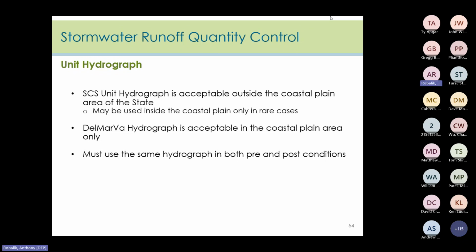Other than those cases, the SCS unit hydrograph should not be used within the coastal plain. And correspondingly, the Delmarva hydrograph should always be used for sites within the coastal plain area. And use of the Delmarva hydrograph is only acceptable within the coastal plain. But whichever hydrograph is being used, the reviewer must make sure that the same hydrograph is used for both the proposed and existing conditions.